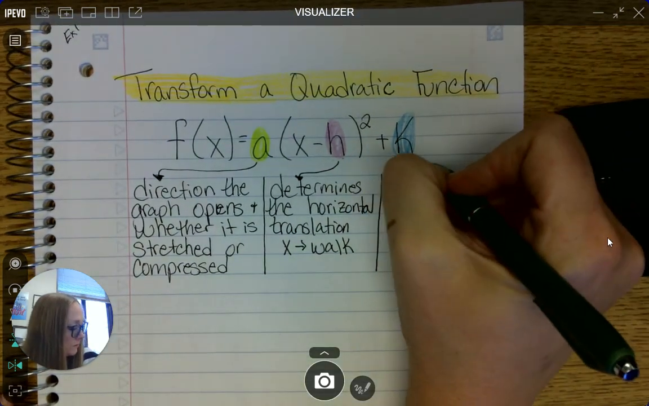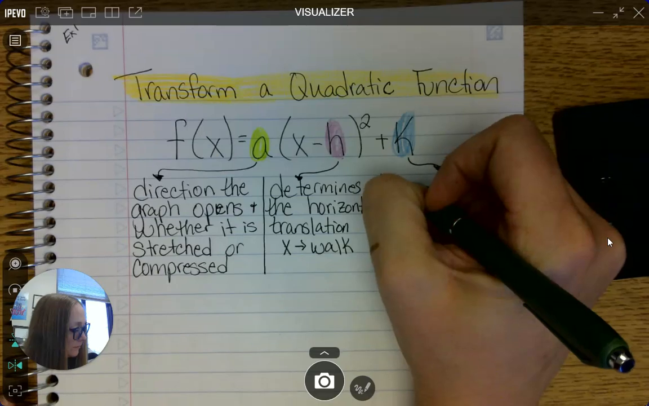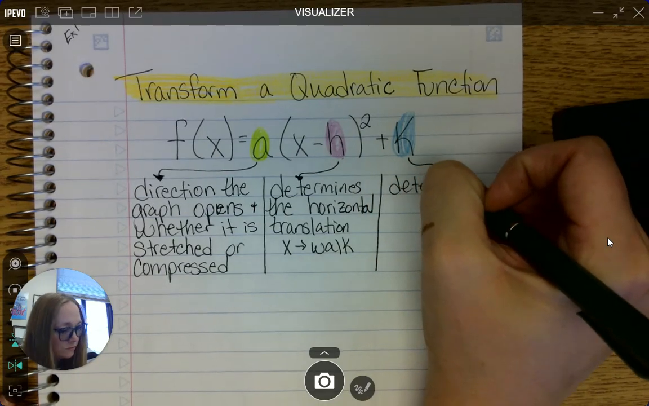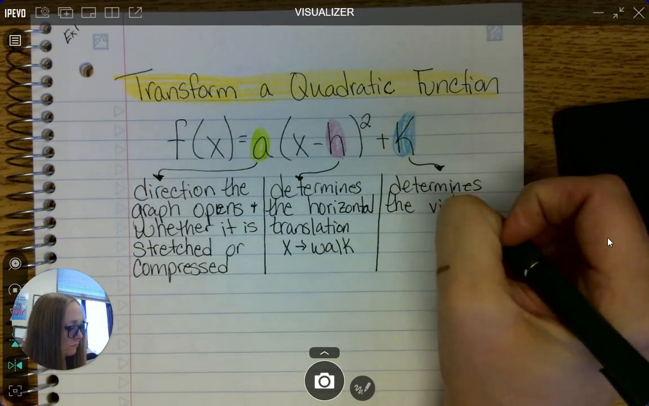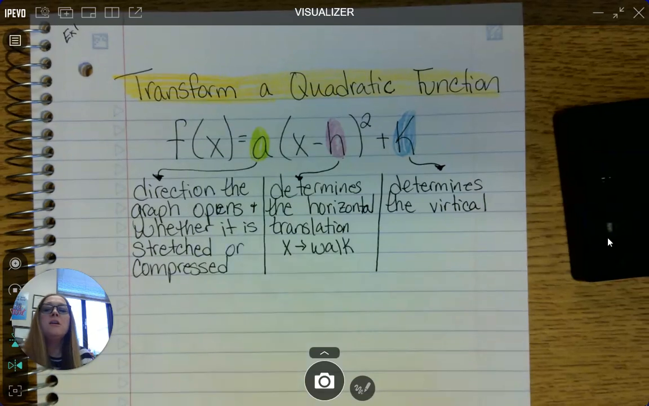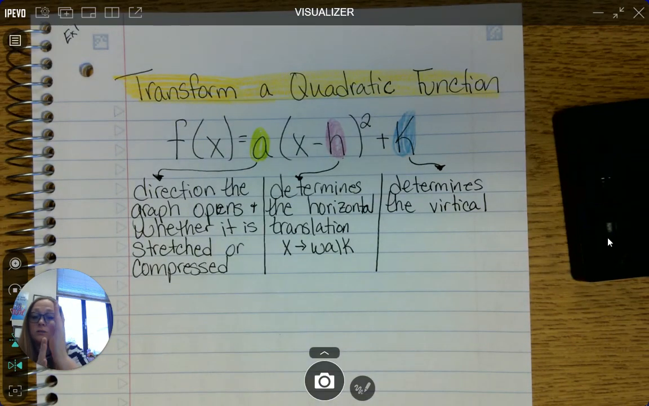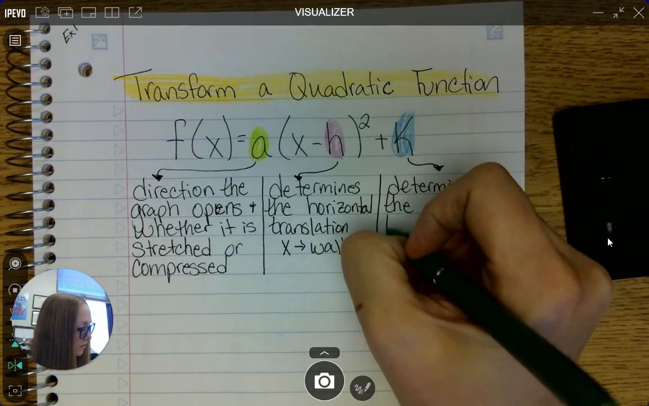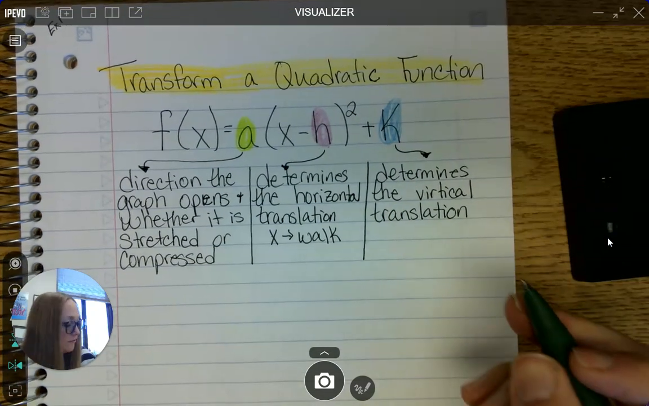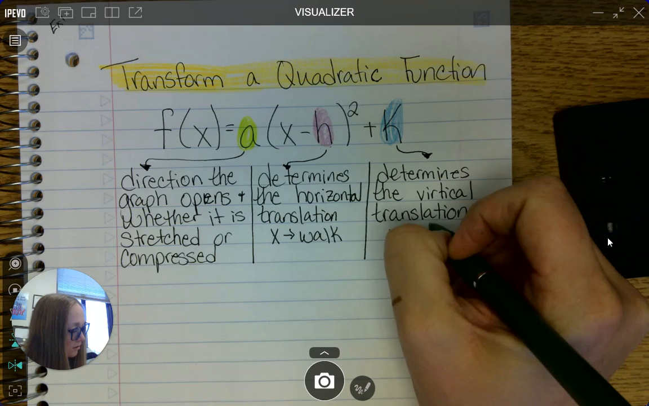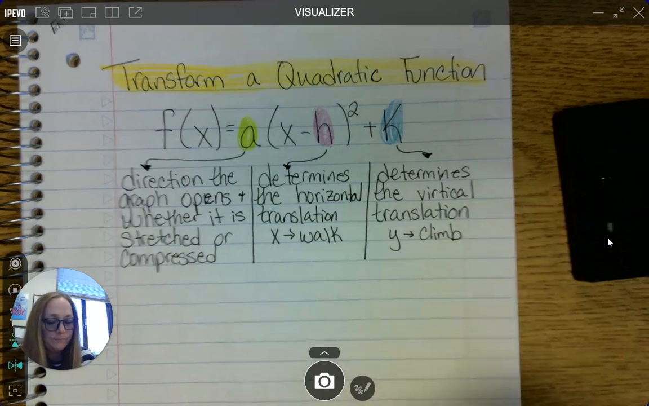Okay, so our k determines the vertical shift. Make sure I spelled it right. So vertical is like columns, straight up and down. So the h tells us our walk, the k is going to tell us our climb. Is this parabola going to climb up or down? Translation, and again, that is a slide. We're sliding this around starting from the parent function. This is our y, which is our climb. Remember, we walk before we climb.